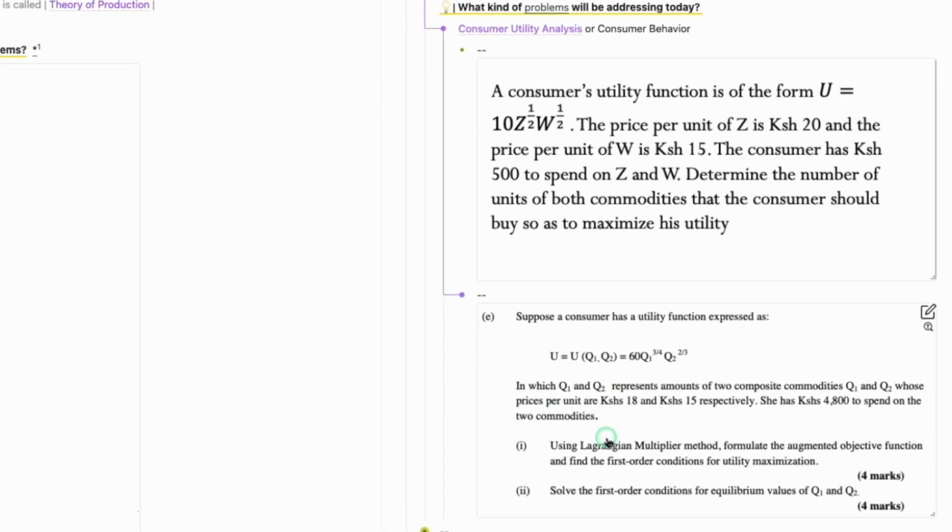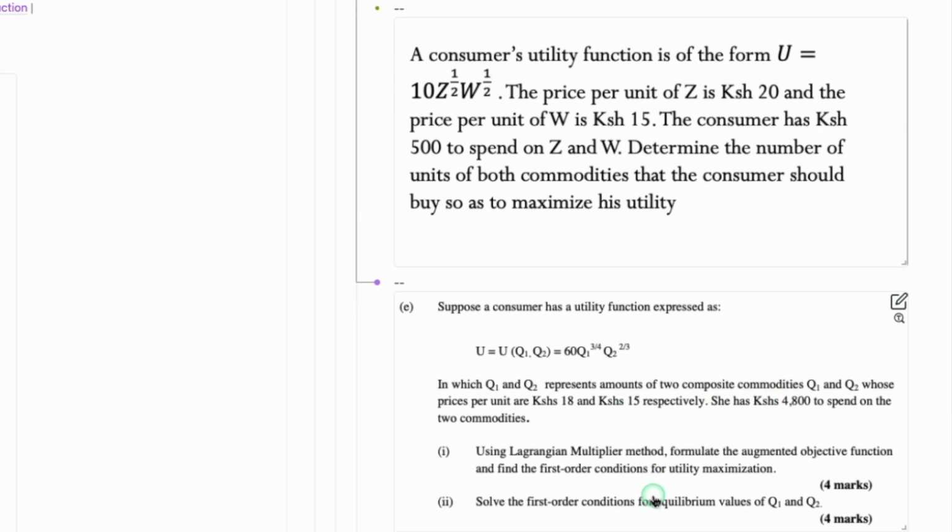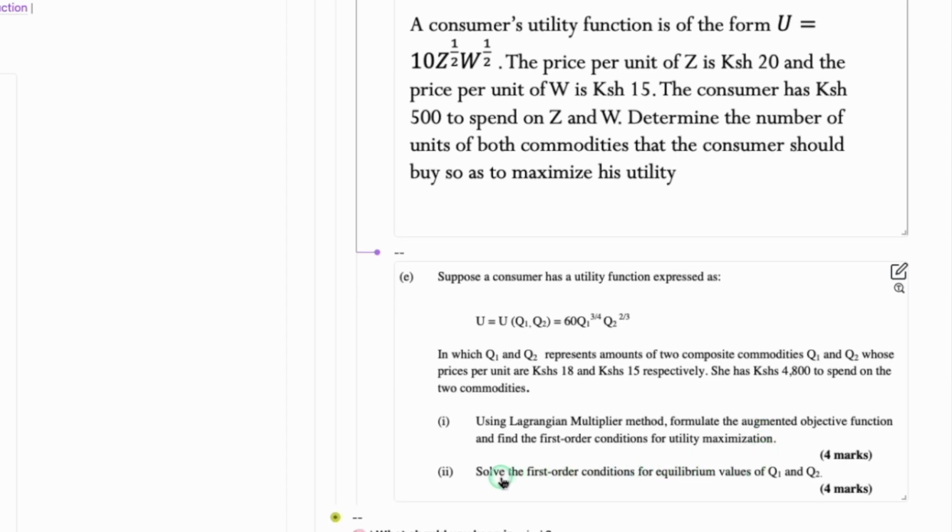However, the second one gives you a utility function as well as your constraint or limitation. But when you look at how it has framed the questions, it's in two parts. It's asking you part 1, using Lagrangian multiplier method, formulate the augmented objective function and find the first order conditions for utility maximization. And the second part is asking you to solve the first order conditions for equilibrium values of Q1 and Q2. How you solve the question is exactly the same, but how it has been set is slightly different.